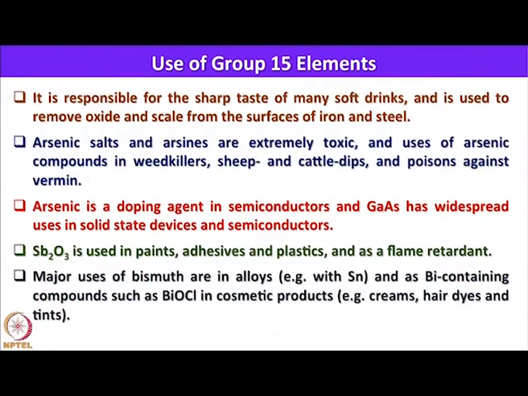Arsenic salts and arsines are extremely toxic, and arsenic compounds are used in weed killers, sheep and cattle dips, and poisons against vermin. Arsenic is a doping agent in semiconductors, and gallium arsenide has widespread uses in solid state devices and semiconductors. And Sb2O3, antimony trioxide, is used in paints, adhesives and plastics, and as a flame retardant as well. Major uses of bismuth are in alloys with tin and in bismuth containing compounds such as BiOCl in cosmetic products like creams, hair dyes and tints.